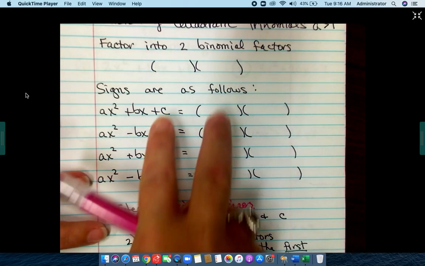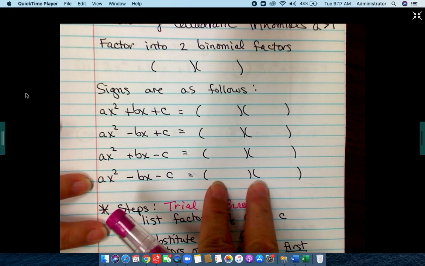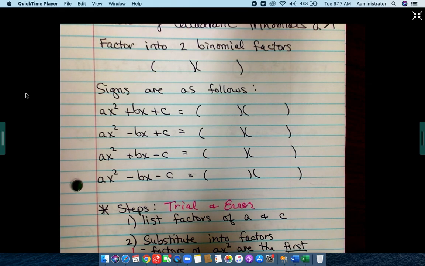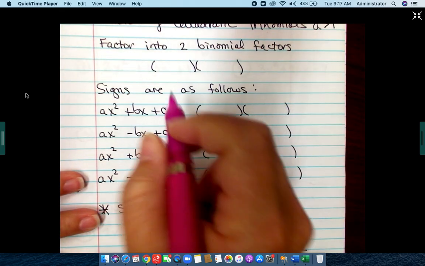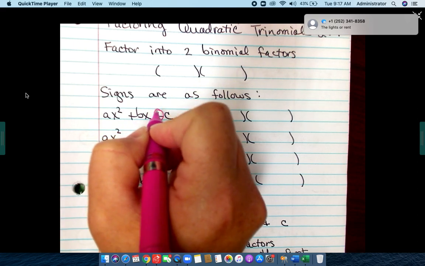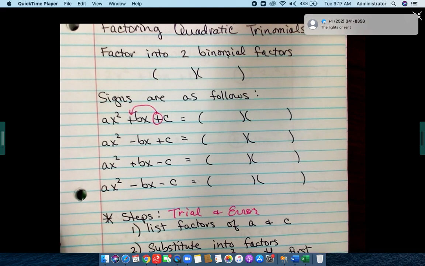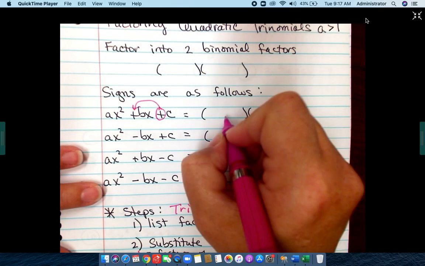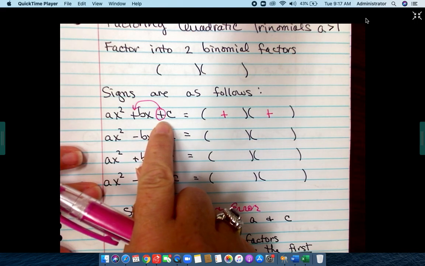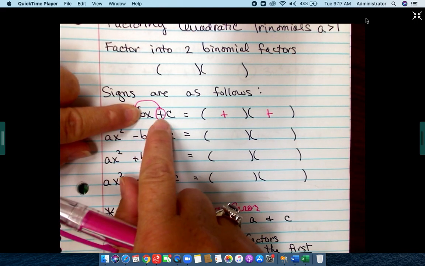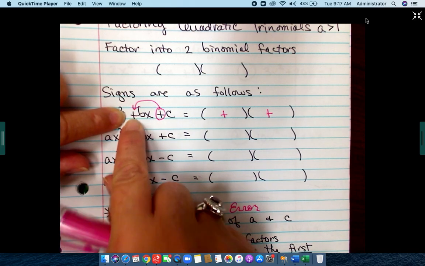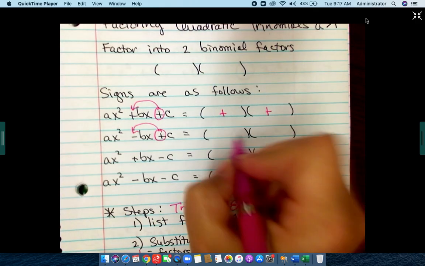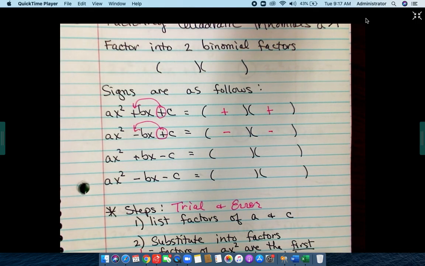Also, as a recap, the signs in our factors will be dependent upon the signs we're given in our problem. If our constant term is positive, then we copy the sign of this term twice. So I'll put a plus plus if my constant's positive. It has nothing to do with the bx. It's just that if my constant's positive, I'll copy whatever that is. Same here. If my constant's positive, I will copy what is here. So this will be a minus minus.